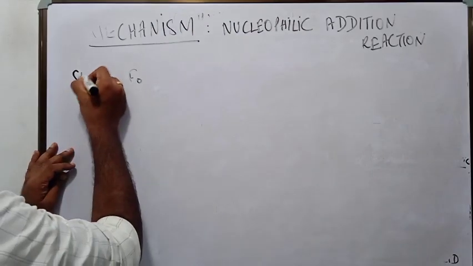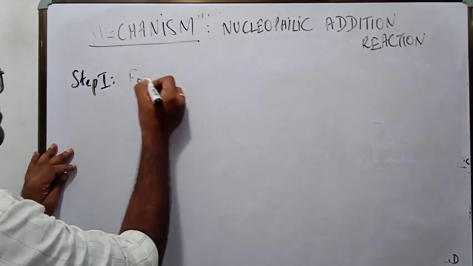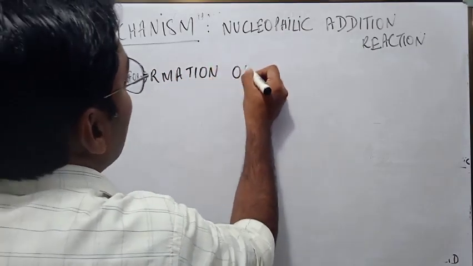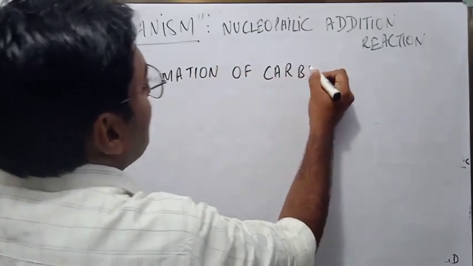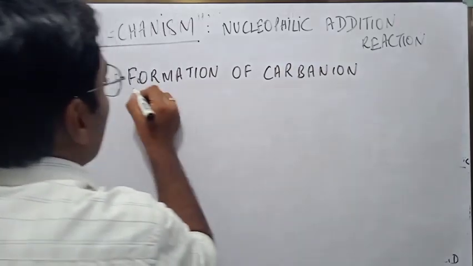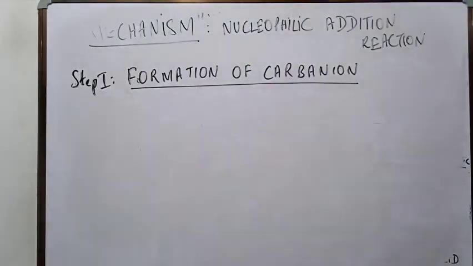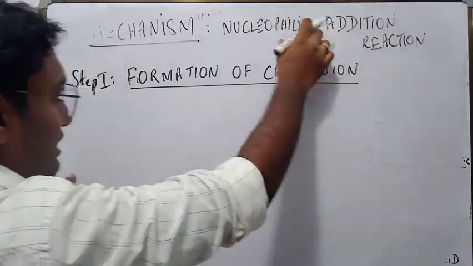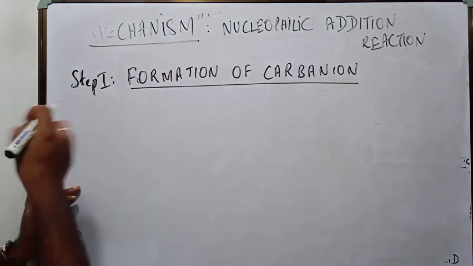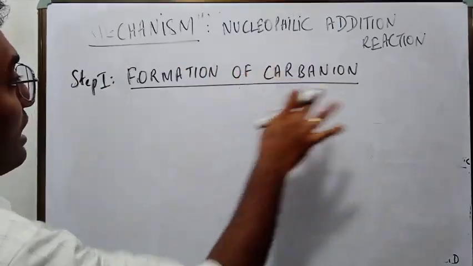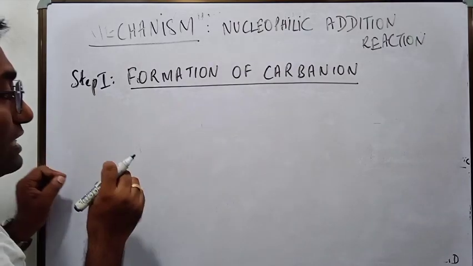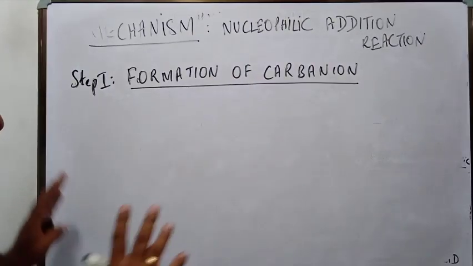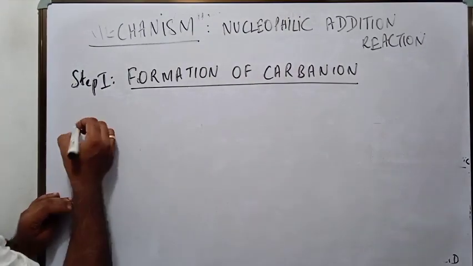Step number 1. Formation of carbon anion. Let us see what happens. Nucleophilic addition reaction is the mechanism. There are 5 steps in the mechanism. The first step is formation of carbon anion. So we have used the catalyst CH3COONa, right? Sodium acetate. Of course, it is dissociating, and on dissociation we get acetate ion.